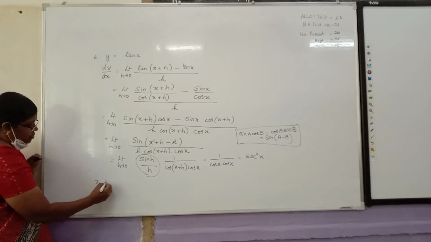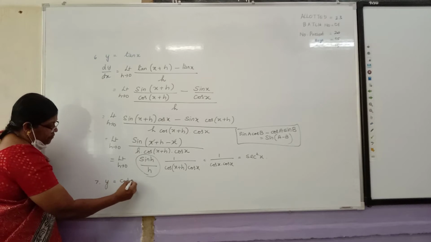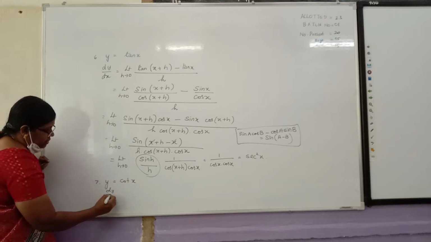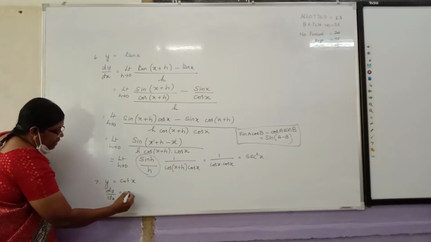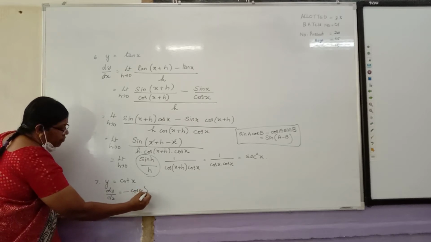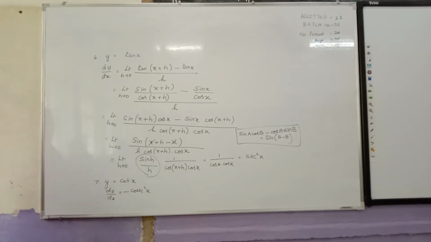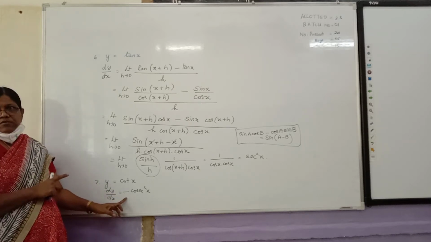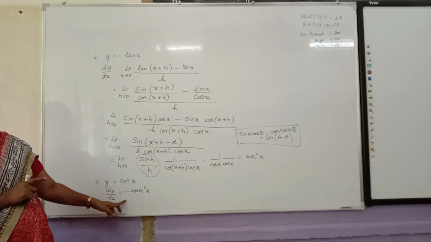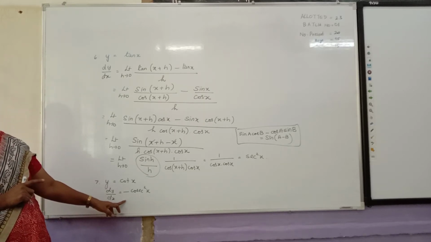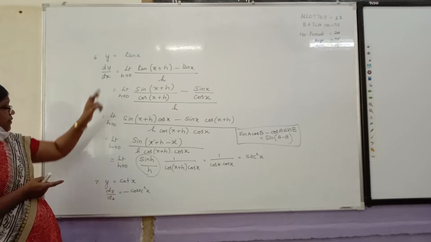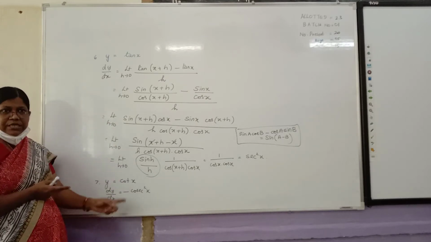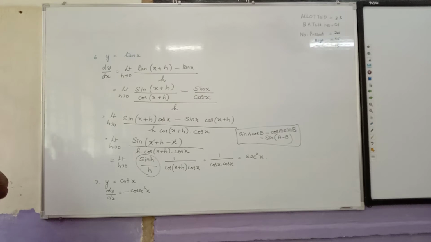This I am not going to do because it is the same procedure only. So your dy by dx is minus 2 secant square. Remember the letter C. What are the letters C? Cos x, cot x, then cosecant x. These will be ending with minus. So differentiation of cos x is what? Minus sin. Differentiation of cot x is minus cosecant square.